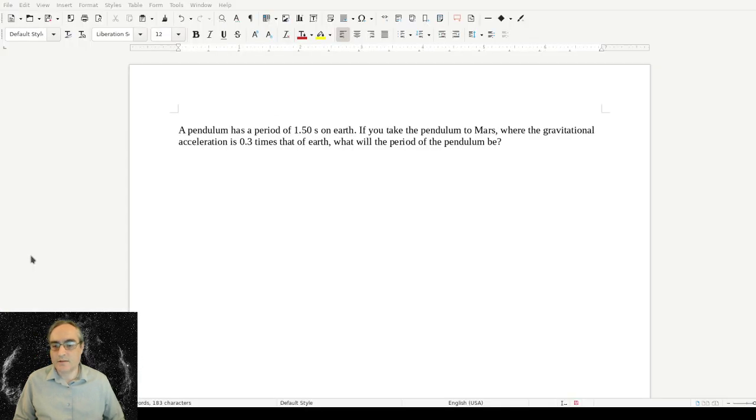It's going to be this one: a pendulum with a period of 1.5 seconds on Earth is taken to Mars, where the gravitational acceleration is about 0.3 times that of Earth. And of course, on Earth it's going to be 9.8 meters per second squared, or 9.81, somewhere in that range. What will the period be on Mars?